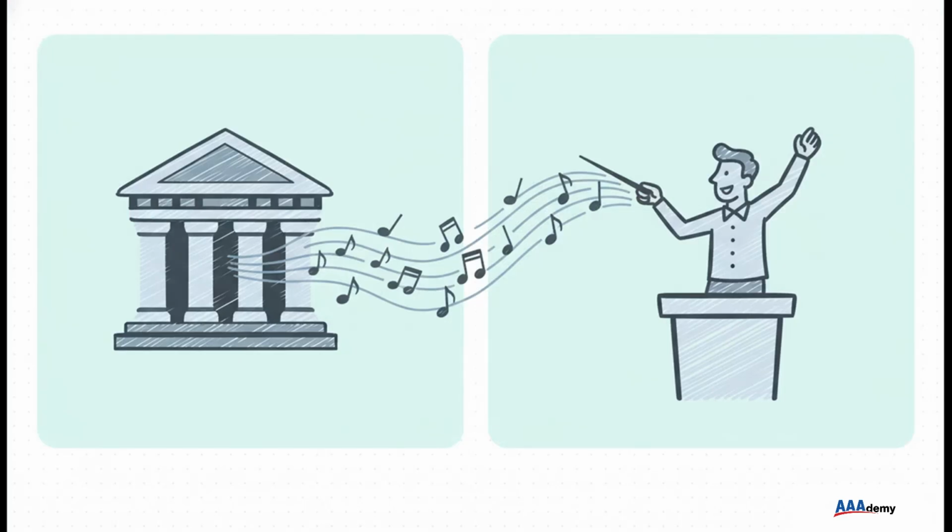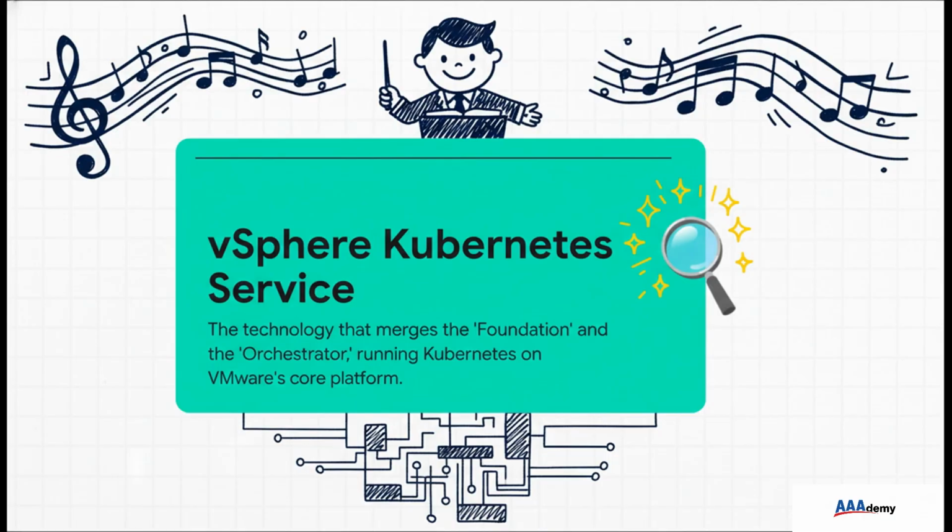A really fantastic way to think about this is like an orchestra. VMware Cloud Foundation, that's your concert hall. It's the solid, reliable, secure foundation. And Kubernetes, that's the conductor, orchestrating all the different applications so they run in perfect harmony. You absolutely need both to create a masterpiece. Okay, but how do you get the conductor and the concert hall to work together so seamlessly? Well, that's where the vSphere Kubernetes Service comes in. It's the magic glue, the technology that integrates them both into a single, unified platform for all your modern apps.